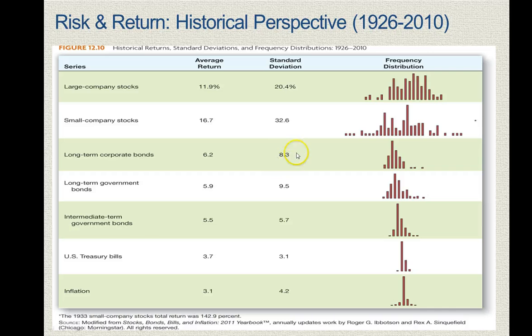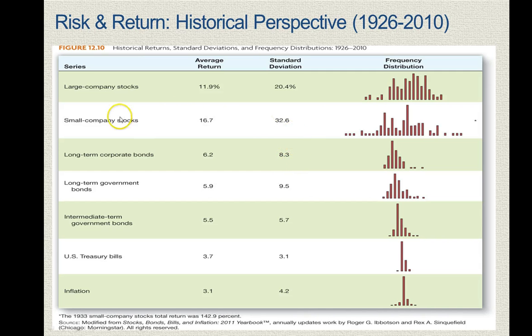So here it has a slight anomaly, right? Because we said, generally speaking, government bonds have lower risk compared with corporate bonds. But here, the data seems to suggest the other way. Long-term government bonds have a slightly higher standard deviation compared with long-term corporate bonds. So that's the only exception based on our discussion of the different risk profiles of these investments.